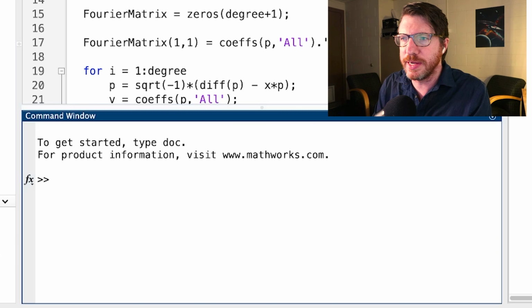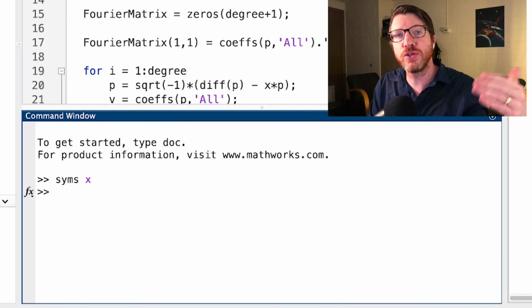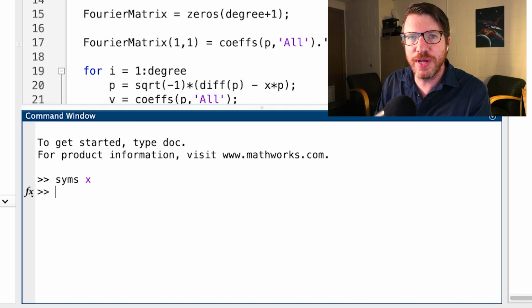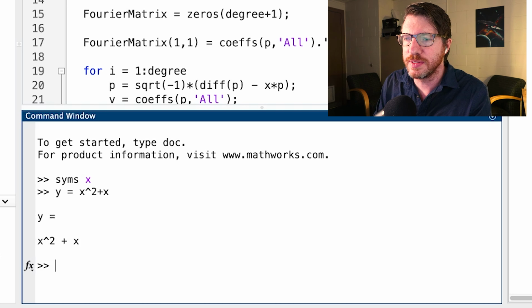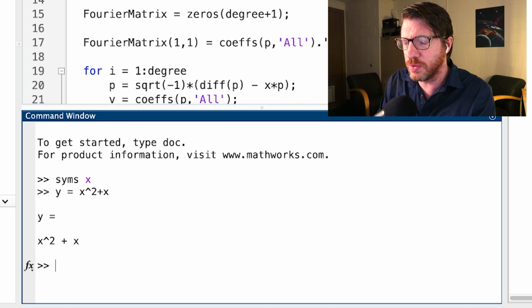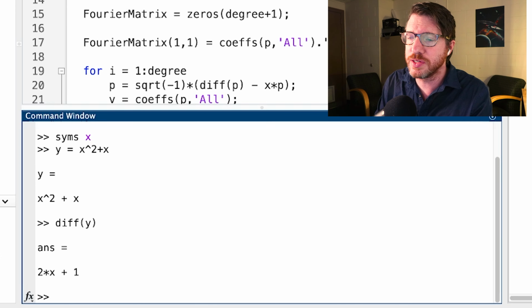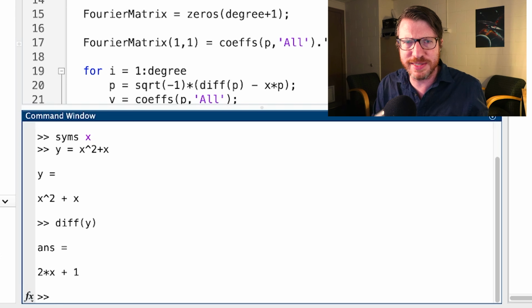I'm going to show you the symbolic package. We see that the code starts with syms x. So I made a symbolic variable, which invokes the symbolic toolbox inside of MATLAB. Once you have this, you can do things like this. I'm going to say y is equal to x squared plus x, and that gives me x squared plus x. But that's not all that significant. What's really cool is I can write diff y, and it gives me a derivative. So I can use the symbolic toolbox and a few commands in MATLAB to do basic calculus, which is pretty interesting.